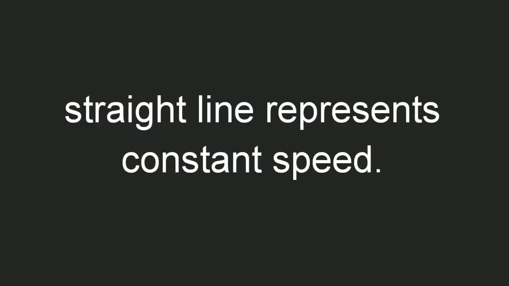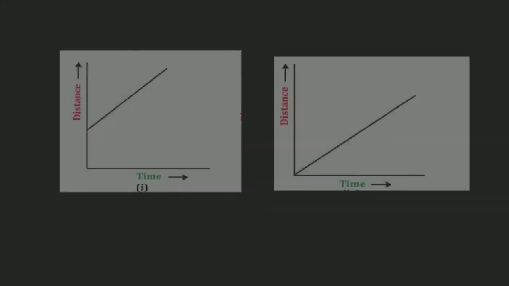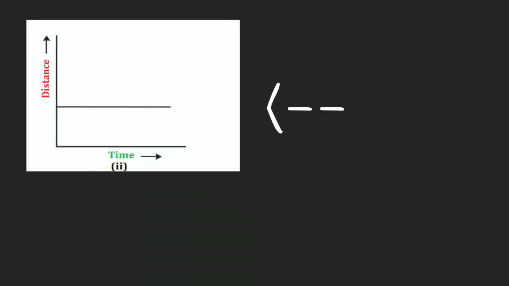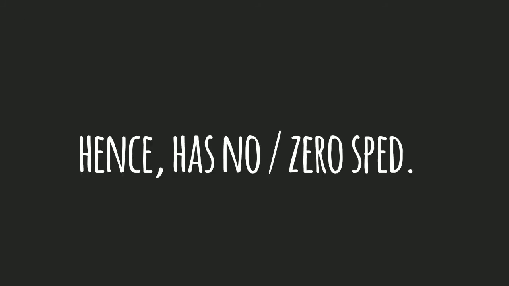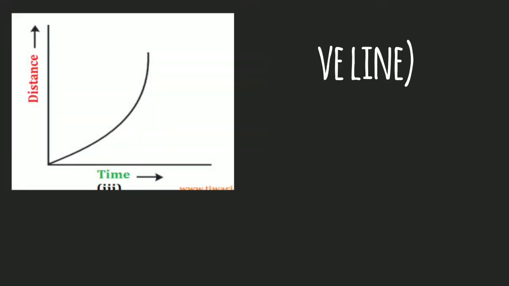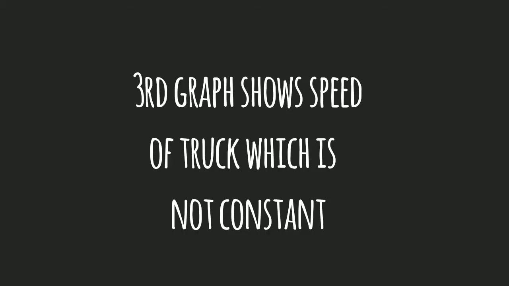In distance time graph, the constant speed of truck is represented by a straight line in graph 1 and 4. In the second graph, a straight line parallel to the time axis indicates that the truck is not moving, hence it is not having any speed. A curved line on the third graph indicates that the truck is moving with speed which is not constant. Hence, the answer is the third graph.